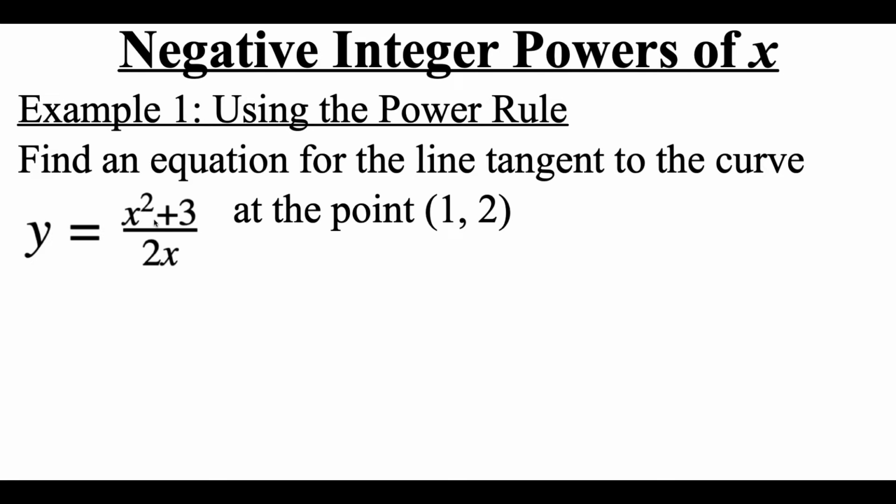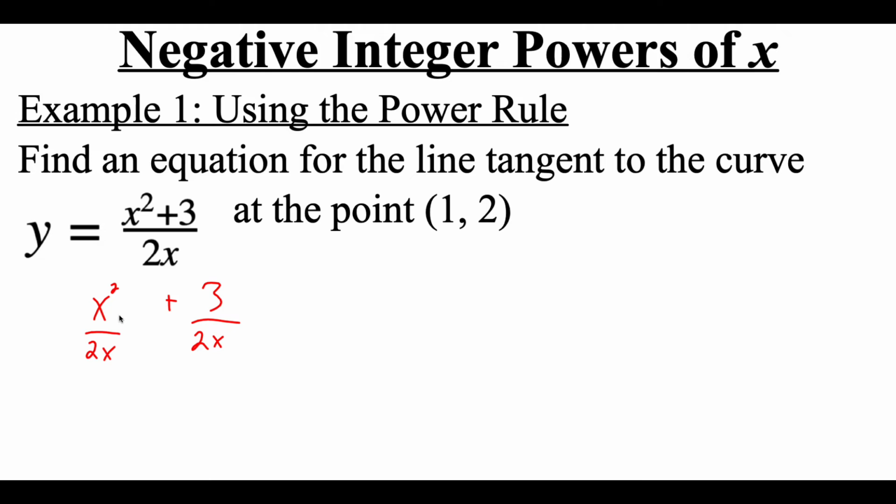So in this example, we're going to look at finding an equation for the line tangent to the curve y equals (x squared plus 3) over 2x at the point (1, 2). The first thing I'm going to look at doing is actually manipulating that fraction that we're given. I'm going to unadd that fraction, which means I'm going to split it up into two separate fractions. So we're splitting up the numerator into its own fraction, and each one of those is going to get a copy of the denominator. That's called unadding fractions.